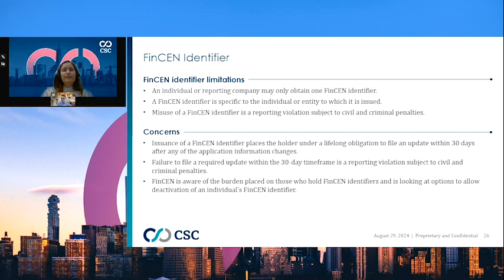But the biggest concern is that issuance of a FinCEN identifier places the holder under a lifelong obligation to file an update within 30 days after any of the application information changes. Failure to do so is a reporting violation subject to civil and criminal penalties. This is concerning, but the obligation still exists even if the individual no longer has any interest in or relationship to a reporting company in the future. FinCEN has previously stated that they're aware of that burden and are looking at options, but so far there have been no further developments.